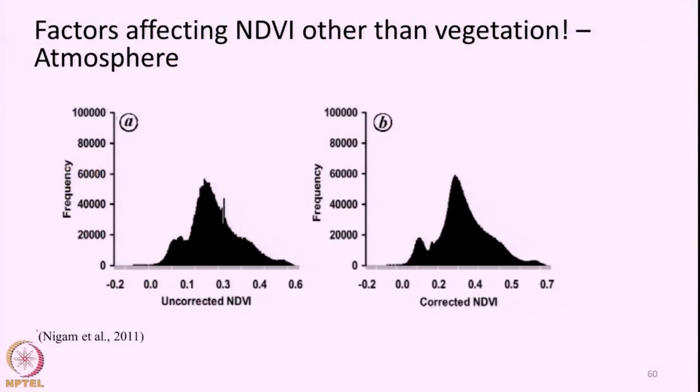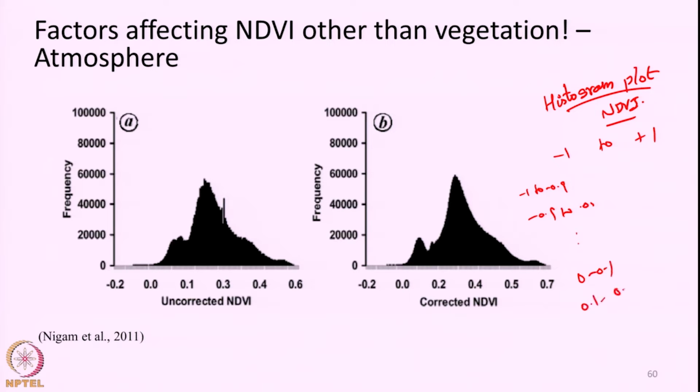Here we have what is known as a histogram plot for NDVI values. A histogram plot is nothing but this: say we have NDVI values ranging from -1 to +1. We divide them into different bins, say -1 to -0.9, -0.9 to -0.8 and so on, and then 0 to 0.1, 0.1 to 0.2, etc. We divided it into different bins of a 0.1 range.